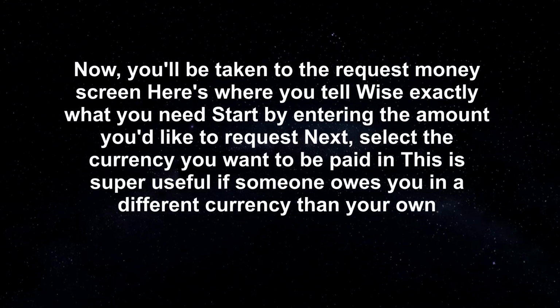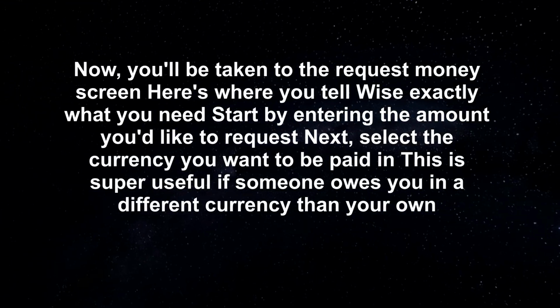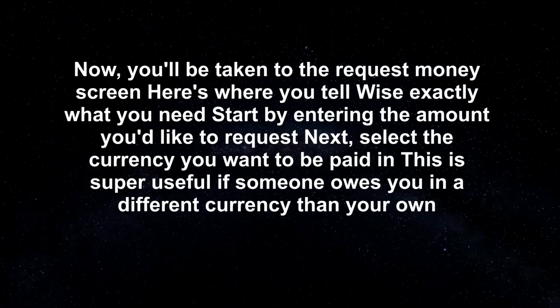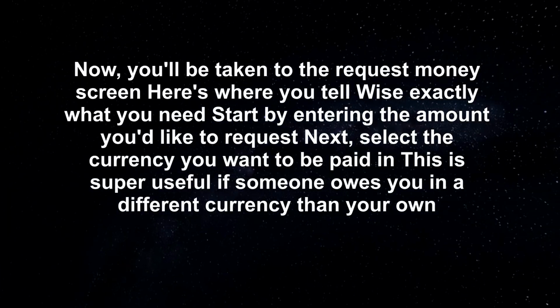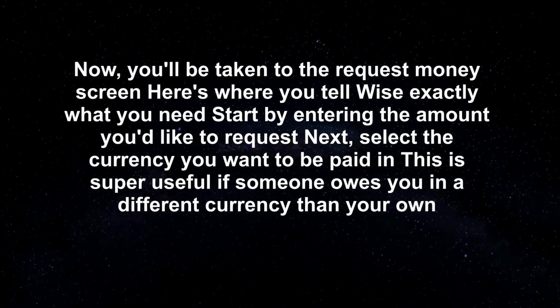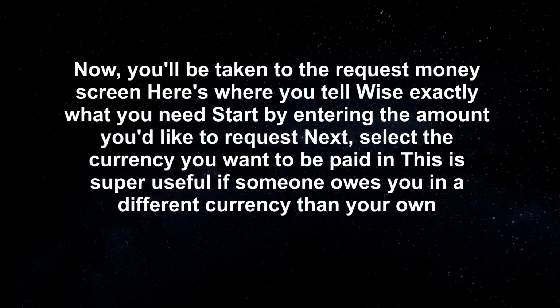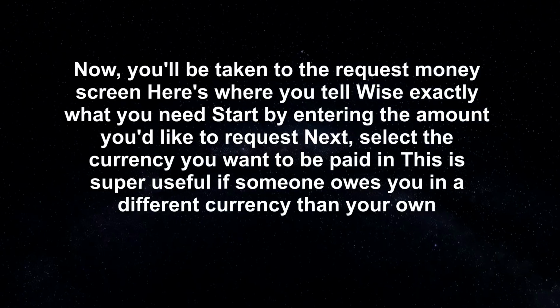Now, you'll be taken to the request money screen. Here's where you tell Wise exactly what you need. Start by entering the amount you'd like to request next. Select the currency you want to be paid in. This is super useful if someone owes you in a different currency than your own.